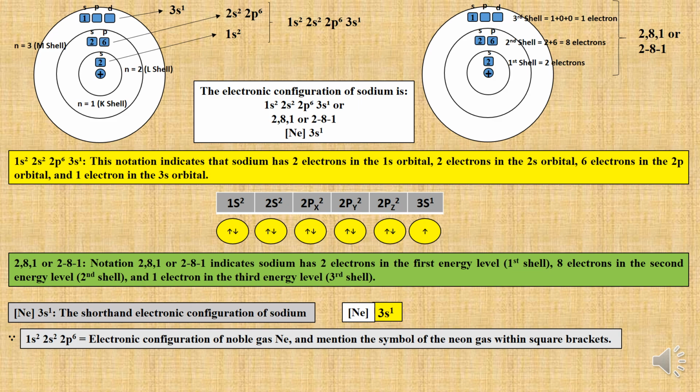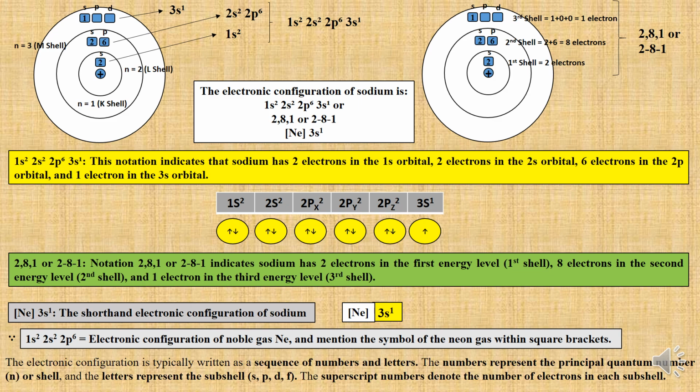Now 1s2, 2s2, 2p6 is the electronic configuration of the noble gas neon, and all that you need to do is mention the symbol of the neon gas within square brackets, followed by 3s1, which is nothing but the leftover valence electron in the third energy level present in the s orbital.